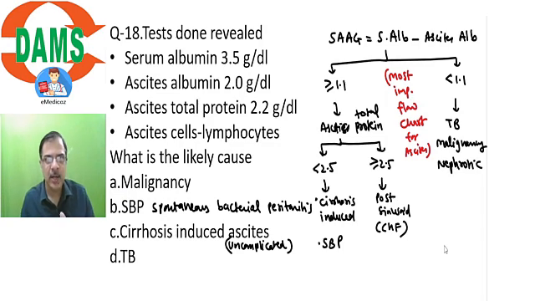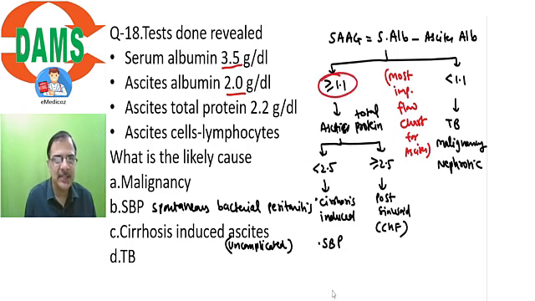This is the formula. Let's apply the formula in diagnosis. Serum albumin is 3.5, ascites albumin is 2. That means the gradient is 1.5. Our patient has a high gradient. Look at ascites total protein, 2.2. Our patient is either having cirrhosis, uncomplicated ascites, or spontaneous bacterial peritonitis.